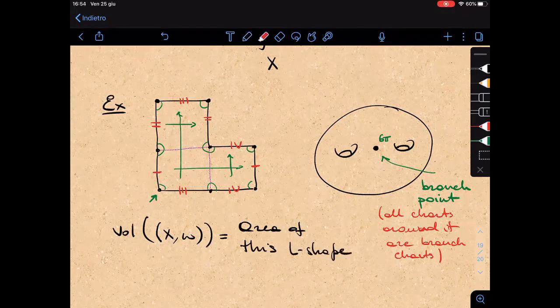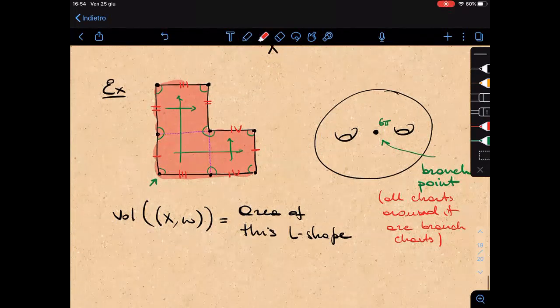So the volume is just given by the area of this guy. We talk about the notion of volume because, first of all, volume can be generalized to higher dimensions, and the terminology used even for areas is volume. So we use that, but you can think of it exactly as the area of this L shape in R2. And so this has to be positive. This is a necessary condition.